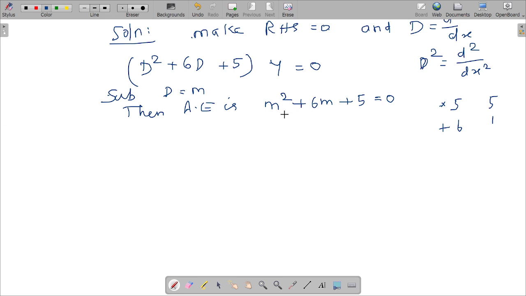Okay, so (m plus 5)(m plus 1) equal to 0. Is it correct or wrong? Check it then. So m equal to minus 5, minus 1. So here the roots are real and unequal.